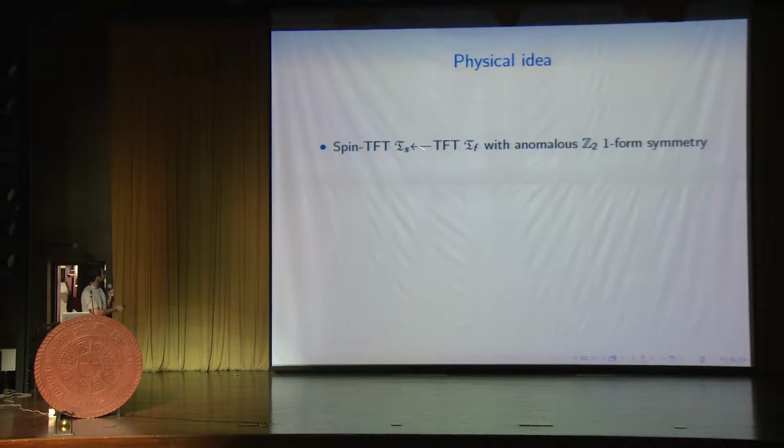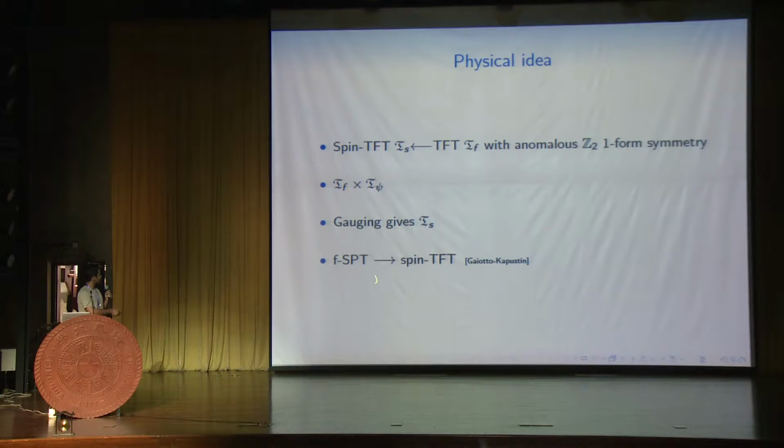Now, the main physical idea is that we can construct a spin TFT from an ordinary TFT with an anomalous Z2 one-form symmetry. To do this, consider this ordinary TFT, and combine it with the TFT generated in the IR from a single free massive fermion. This system has a non-anomalous Z2 one-form symmetry, which we can gauge to obtain the spin TFT we want. This idea can be used to define a fermionic SPT phase, as they are supposed to flow to spin TFTs in the infrared.